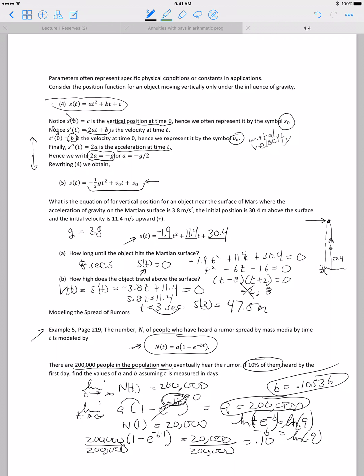So you can ask questions about time. You can ask how many heard the rumor by a certain time. How long did it take? Or you could ask, how many people have heard the rumor by 100 days, and so forth.